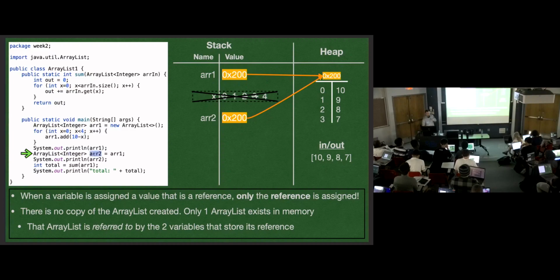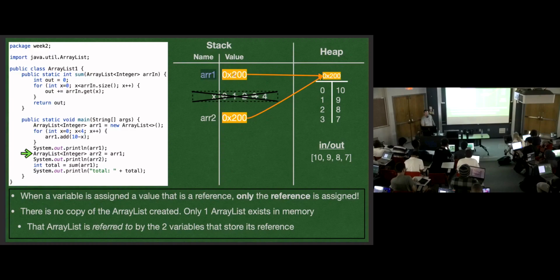So when we have the opposite, when we have something here where we have R2, which is going to be a variable of type array list of integer, meant to store a reference to an array list on the heap, and we assign R1 to R2, we just get the reference. This is assigned by reference.